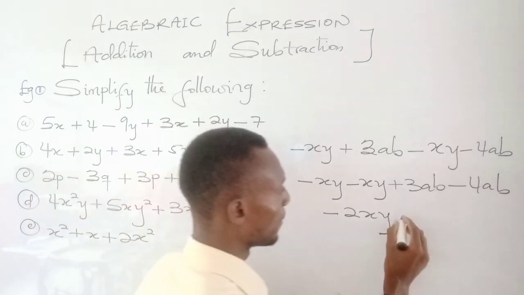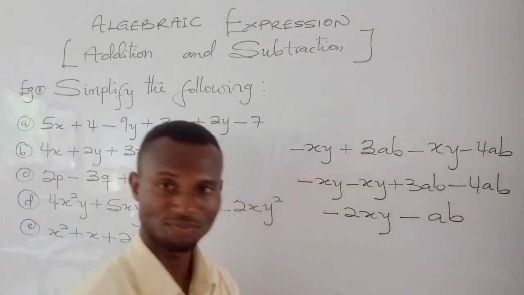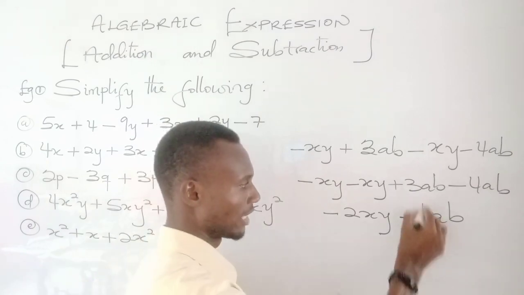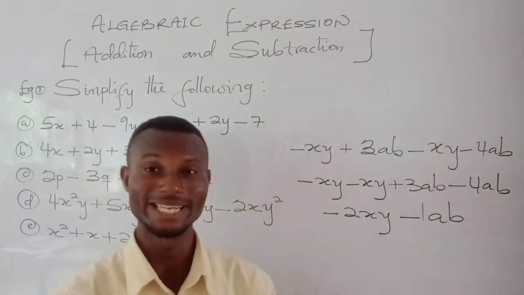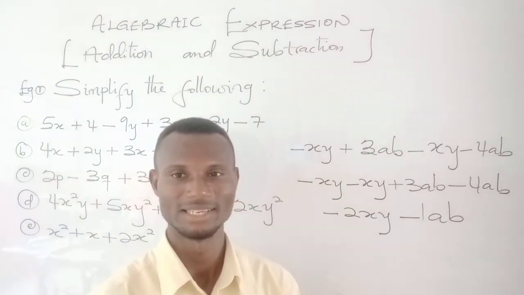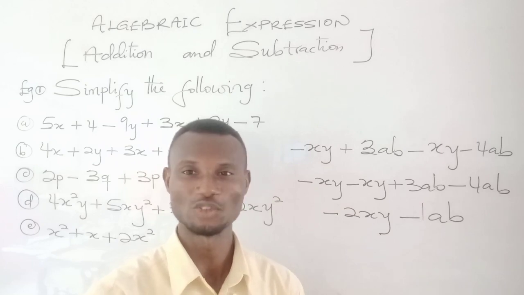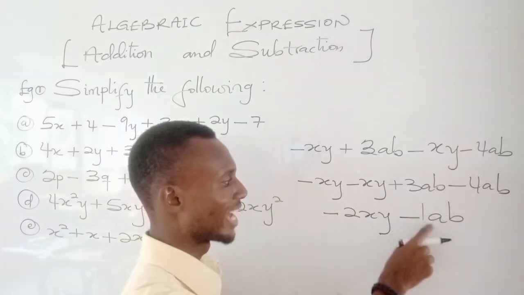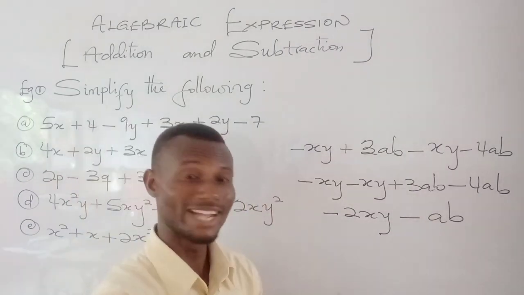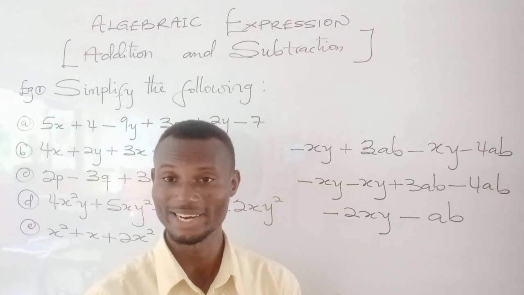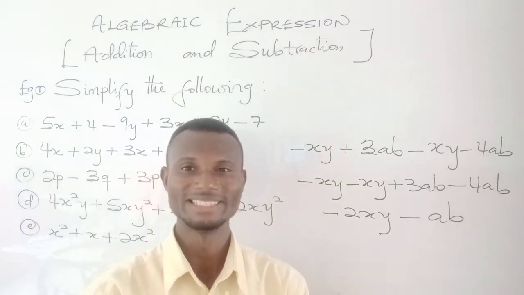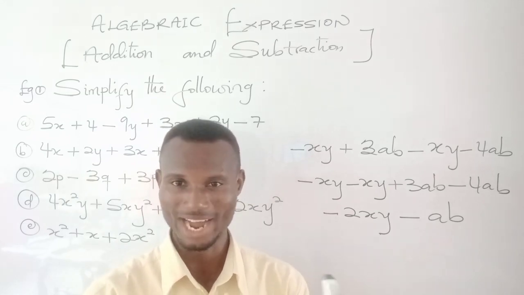So it's going to be minus ab. I hope you understand. Maybe someone is wondering, why didn't I bring the 1? If you write minus 1ab, it's the same thing. You are not wrong. But earlier in this video, I explained that when the coefficient is 1, there's no need writing it. So minus 1ab is the same as minus ab. If you write minus 1ab, there's nothing wrong with it. You'll be marked correct. Just that we know that when the coefficient is 1, there's no need to write it.